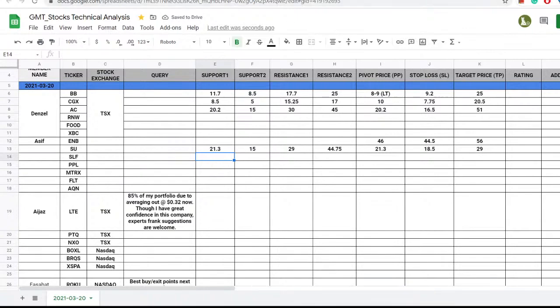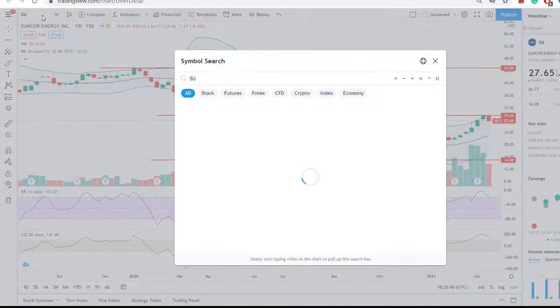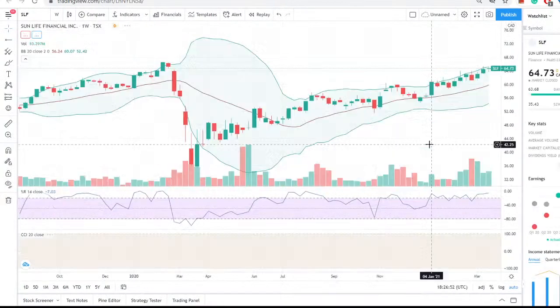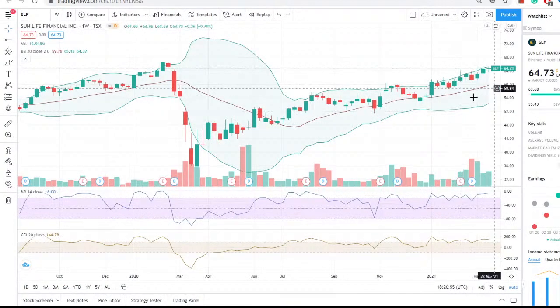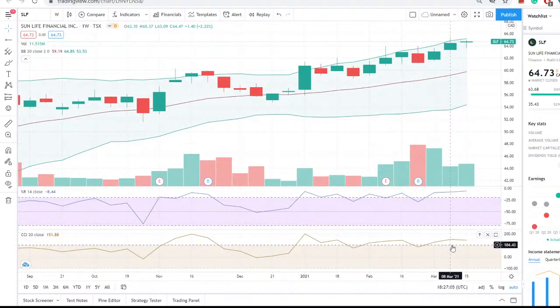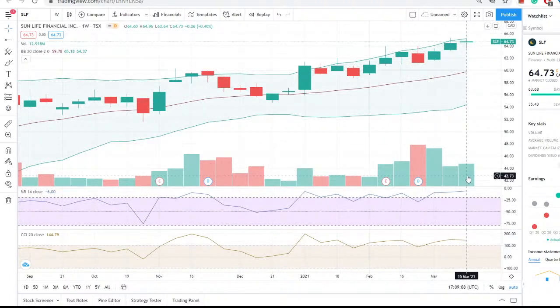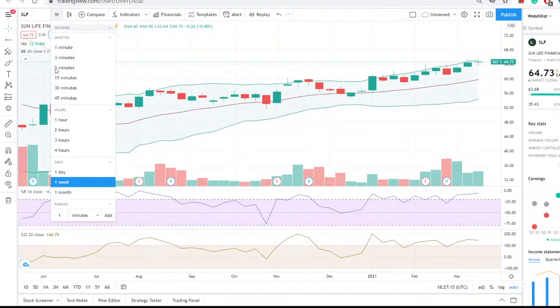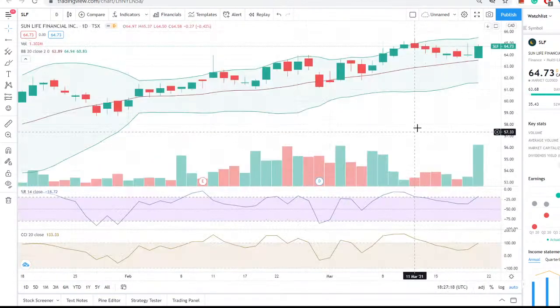SLF, this is a new stock. I haven't analyzed SLF before. Oh, Sun Life. We have had this before. It's on an uptrend on the weekly chart. On Williams R and CCI, it's in an overbought position. CCI has flattened slightly downward. The volumes have reduced, which at least on weekly charts shows slight weakness.